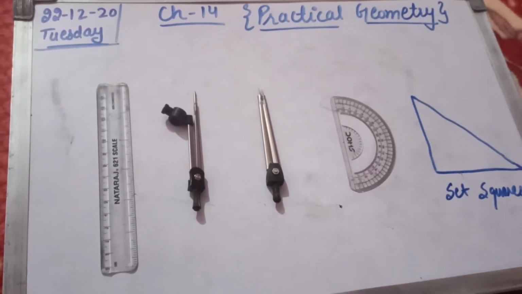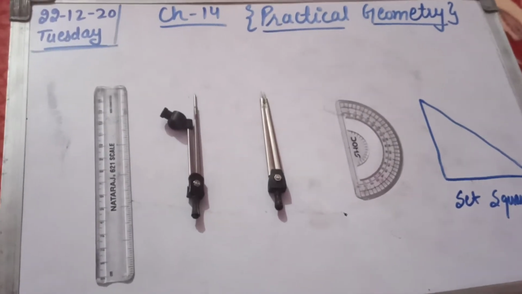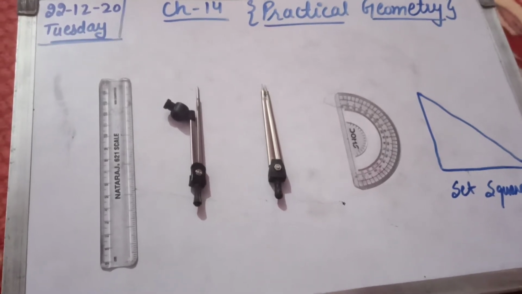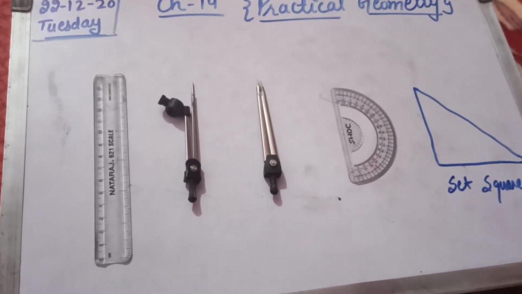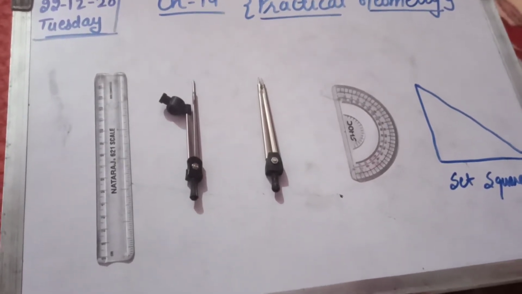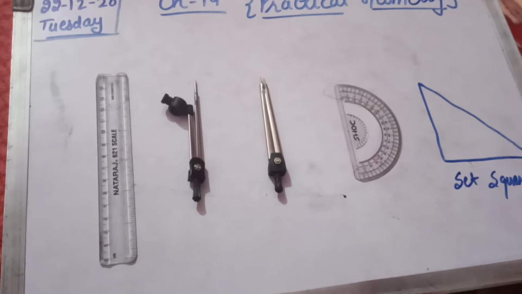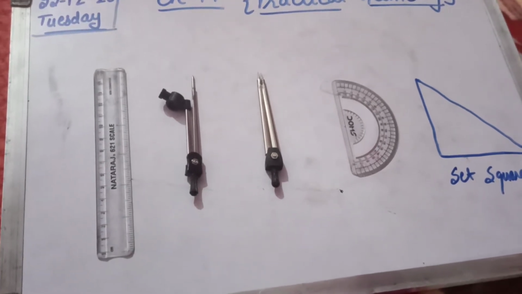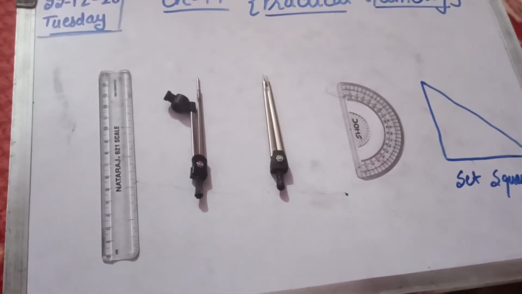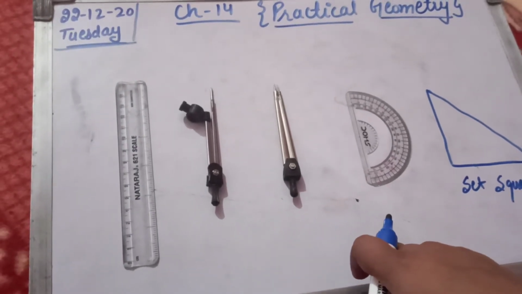So in practical geometry, what does it mean? Practicals means which we apply in our day-to-day life, right? Practicals like in science, chemistry, physics, bio. You are doing the practicals, right? In class 6 also, in some topics of science, you are doing practicals. So those things we have seen by our eyes, how they happen, those are the practicals. So in geometry, these are the few instruments which are used.